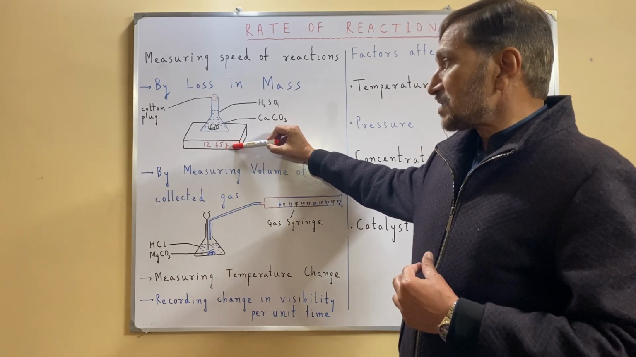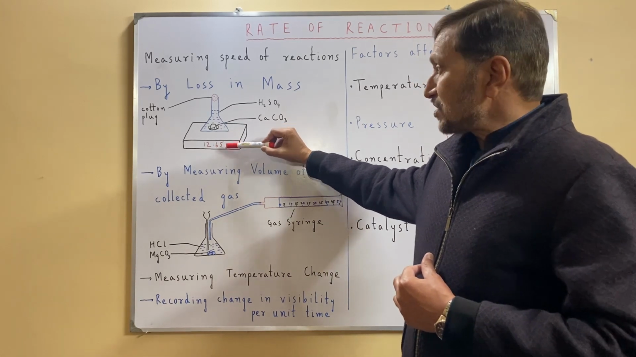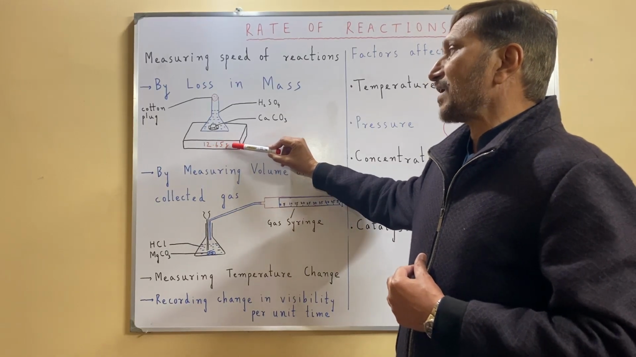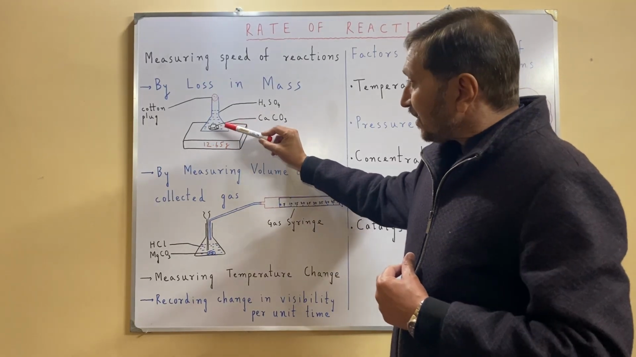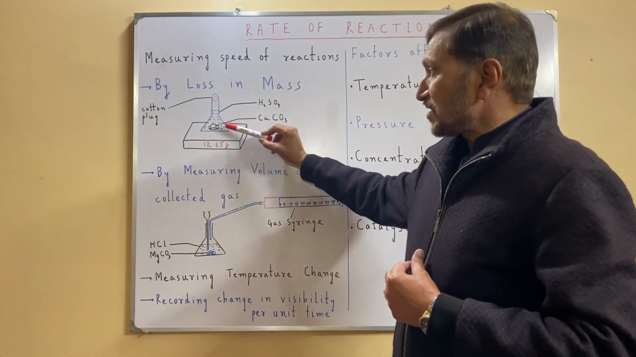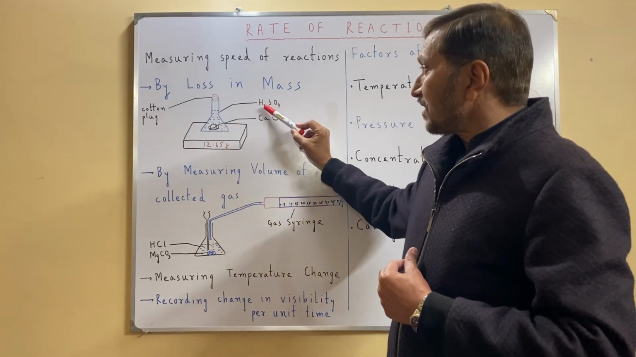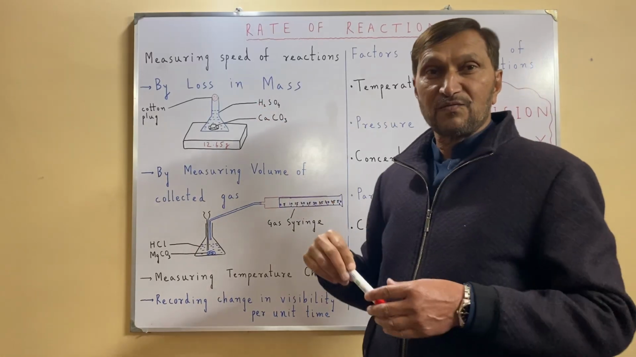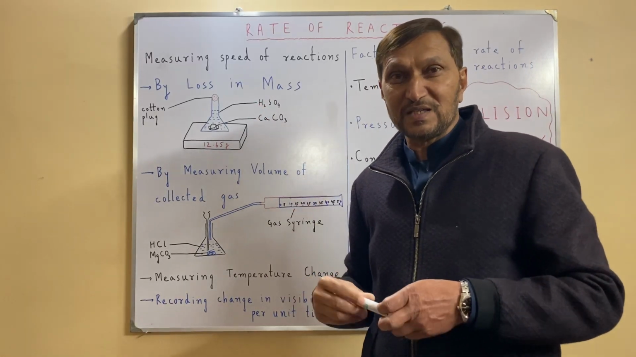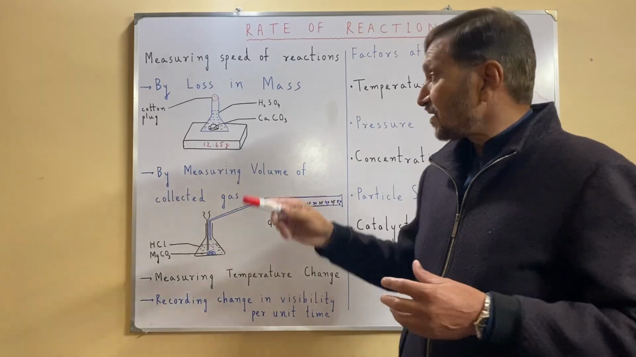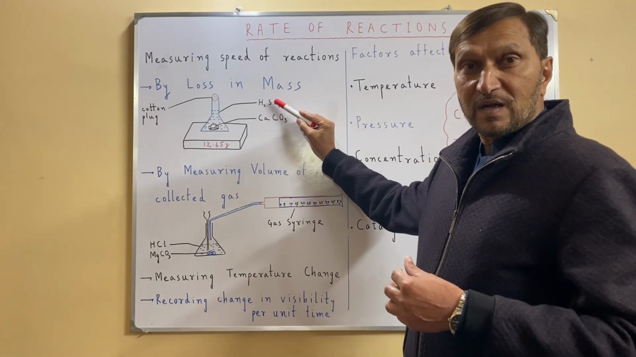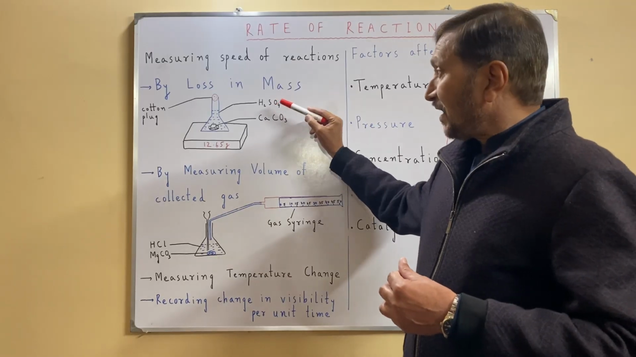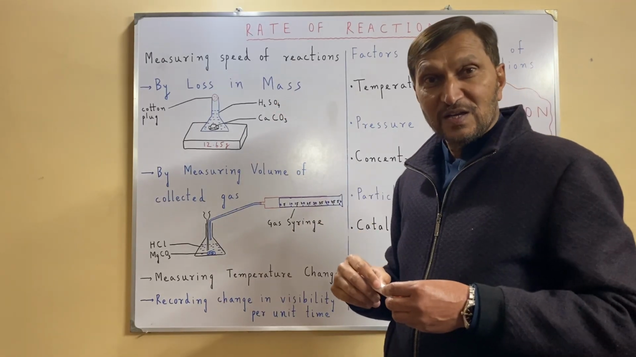For example, this is the physical balance which is showing a reading, for instance at the moment 12.65 grams. Here in the reaction there is calcium carbonate and the acid is sulfuric acid. We know that carbonate salts react with acids, so the reaction starts. It will form calcium sulfate, and it will form carbon dioxide gas and water.